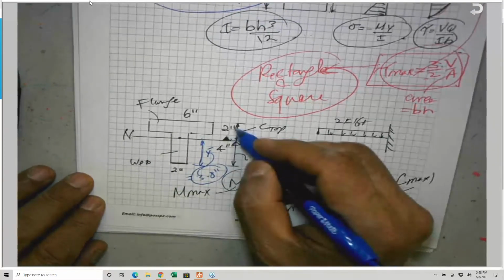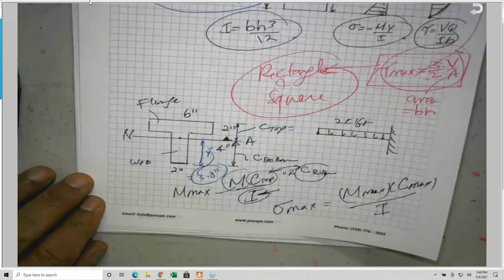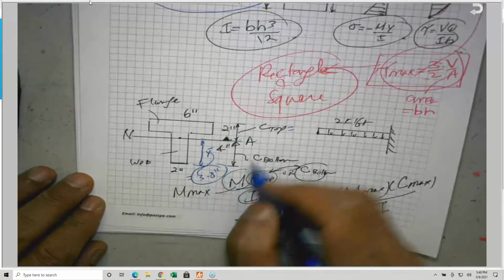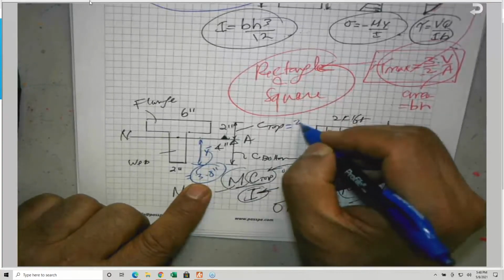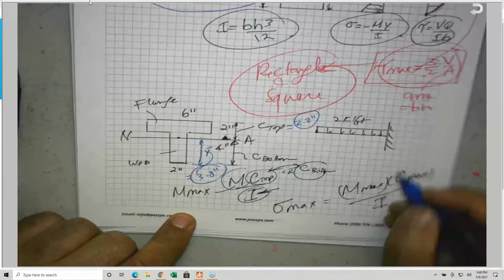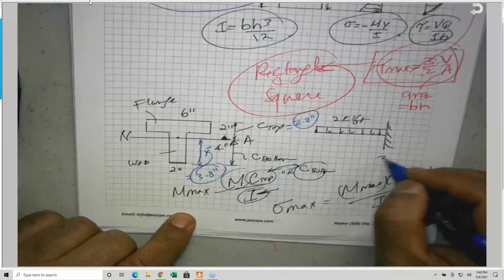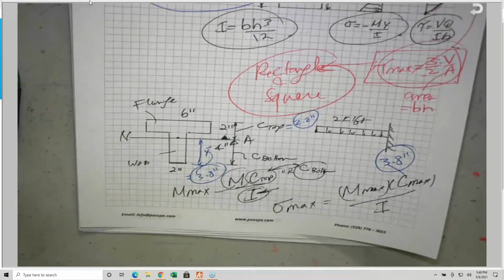Since I know the whole distance is 6, that means that the C top is equal what? This is the C bottom, 6 minus 3.8, so this will give you 2.2. So in my calculation, since he's asking for the maximum, I have to use 3.8 inches because I'm asking for the maximum flexural stress or the maximum bending stress.